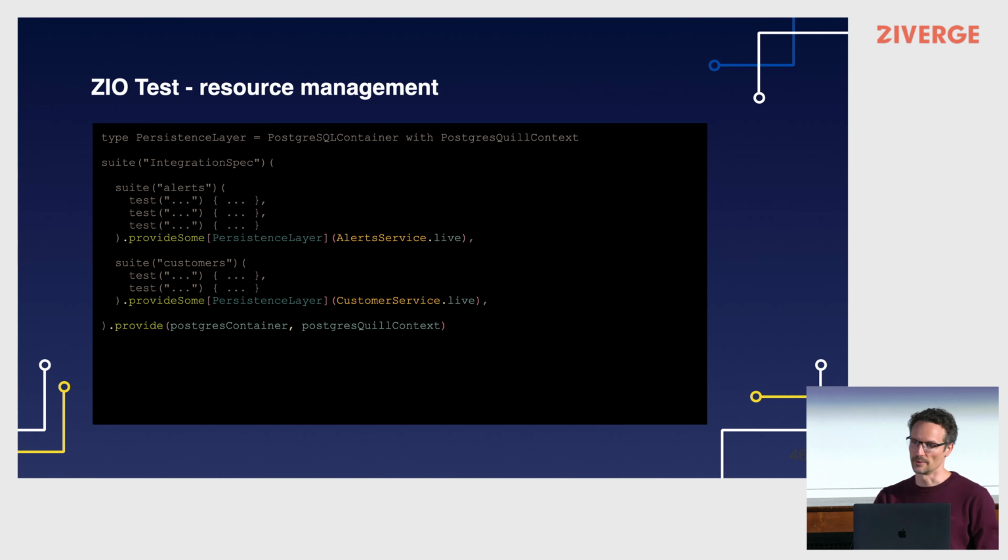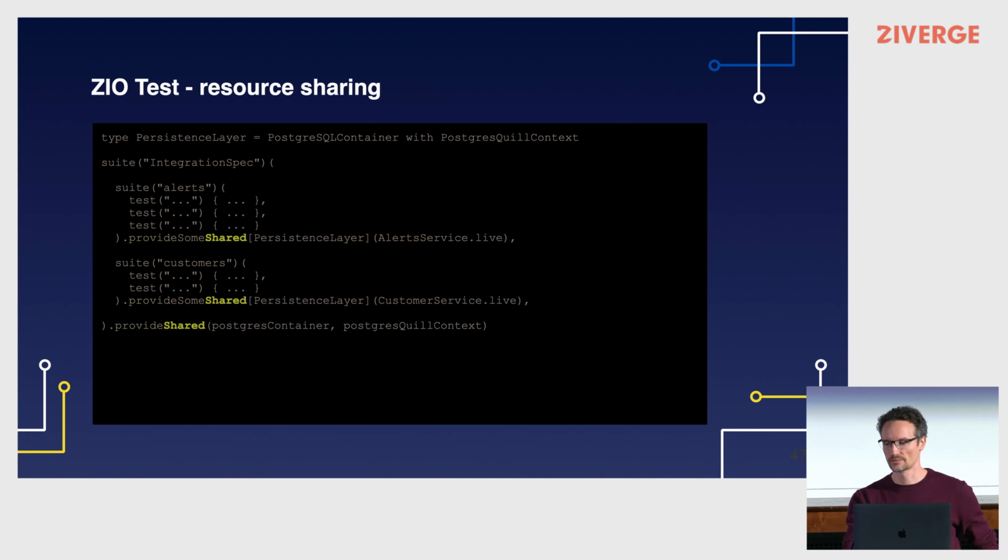But some of these layers might be very expensive to create and destroy. So just imagine that you have a database. You have to open a connection to the database, initialize the database driver, create a connection pool, and tear all this down at the end. So this costs a lot of time, and 100% you don't want to do this for each and every test. So what you can do in this case is just snap this shared prefix after the variations of the provide method that you use.